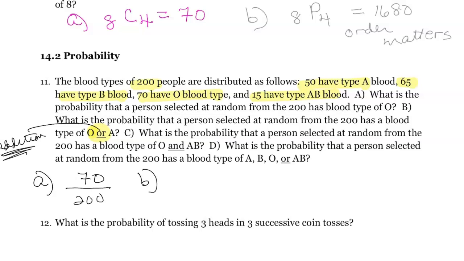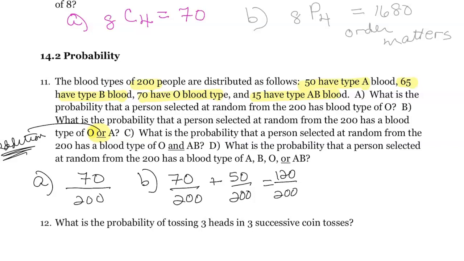So what's the probability they have O? Well, we just did that. So that's 70 out of 200. And then the probability they have A is going to be 50 out of 200. So you would add those together and you would get 120 out of 200. There is no overlap. You're not going to have an A O combination. So therefore, you're not subtracting away the intersection.